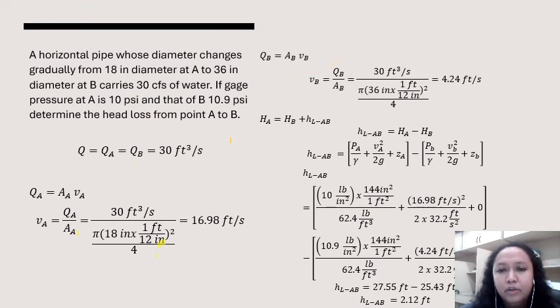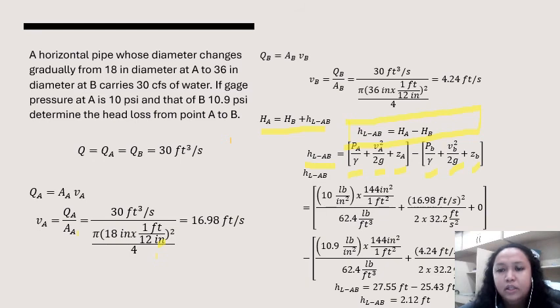Gamitin mo to, makukuha mo na to. Head loss now is equal to the total energy head at point A minus total energy head at point B. So, we have the head loss from point A to point B. We have the pressure head, the velocity head, the elevation head, minus the pressure head, the velocity head, and the elevation head at point B.